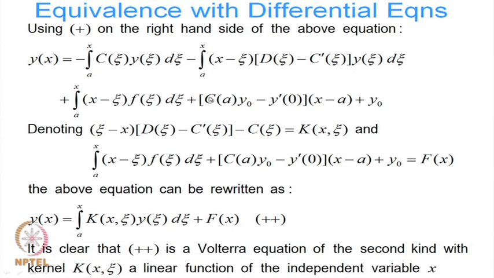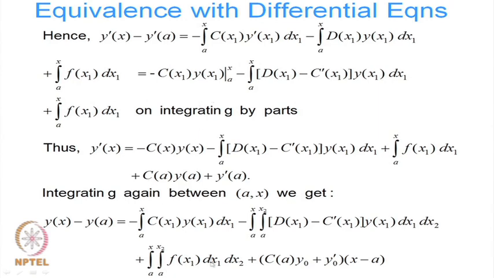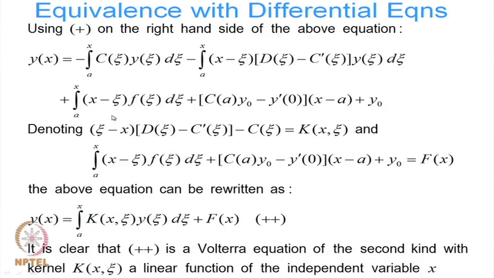And similarly, this integral I can convert into a single integral. So again I will have an x minus xi appearing. So I will have x minus xi f xi d xi, and of course this part remains unchanged. Now are we in the appropriate form? It looks like we are, because look at this.